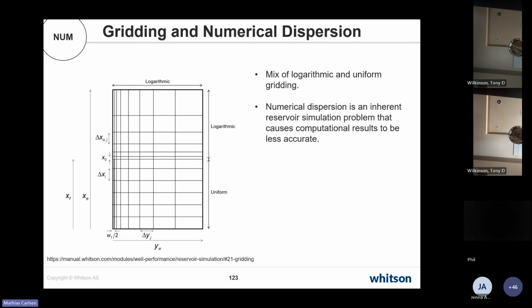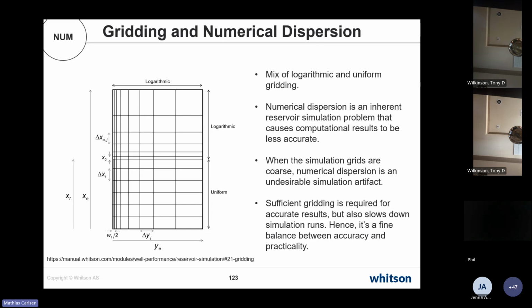The reason why numerical gridding is important is because there's something called numerical dispersion, and numerical dispersion just causes the results to be less accurate. If you have very coarse grid cells, why can't we just use one grid cell? The reason why you can't do that is because the results will become numerically not so accurate. So we say that the model has not numerically converged. The problem is that when simulation grids are coarse, numerical dispersion is this undesirable simulation artifact. So sufficient gridding is required to make sure we actually get reasonable results, but it also slows down runtime. In reality, it becomes a balance between accuracy and practicability.